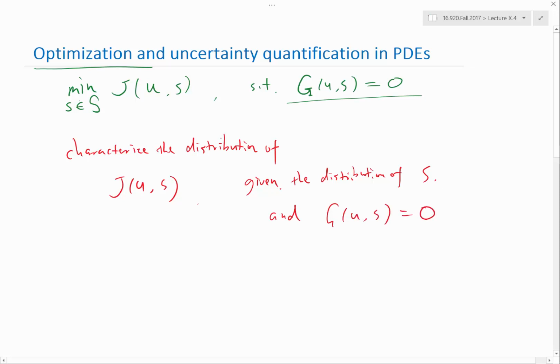For optimization, S can be, for example, the geometry of an airplane. I want to optimize the geometry of the airplane such that the drag, which is not only a function of the geometry but also a function of the flow field around it, is minimized. And the geometry controls the flow field via an implicit relationship. That is the differential equation we are going to be solving. So U is the flow field, G is the differential equation that relates the flow field to the geometry, and S is the geometry.